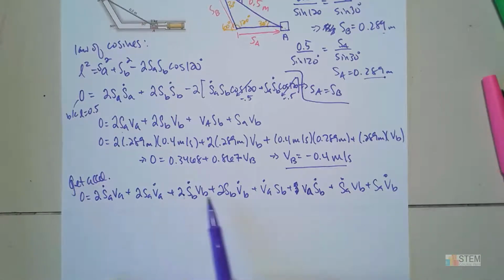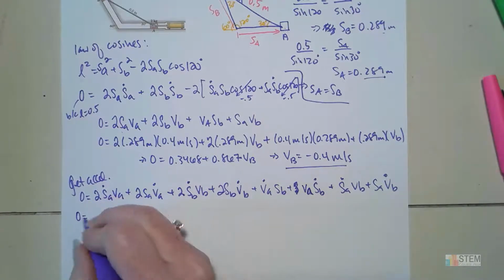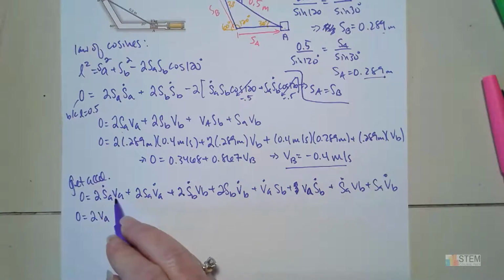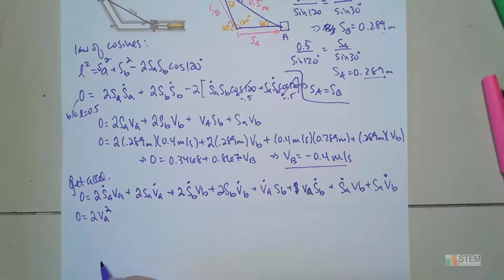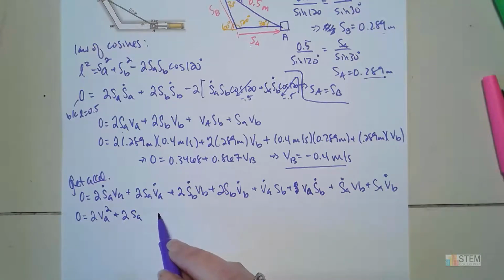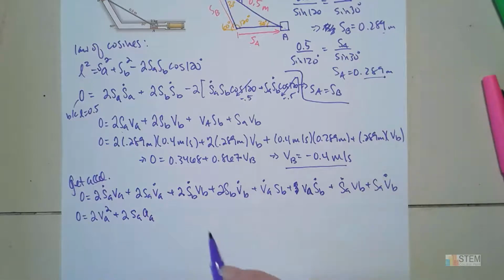Now let's go through and rewrite this in terms of V and A for acceleration, so it's easier to see what's going on. So 0 is going to equal 2 SA dot, which is VA. We're multiplying that by VA, so let's put 2VA squared. This next one here is going to be plus 2 SA. What's VA dot? Acceleration. So we're going to have acceleration of A.